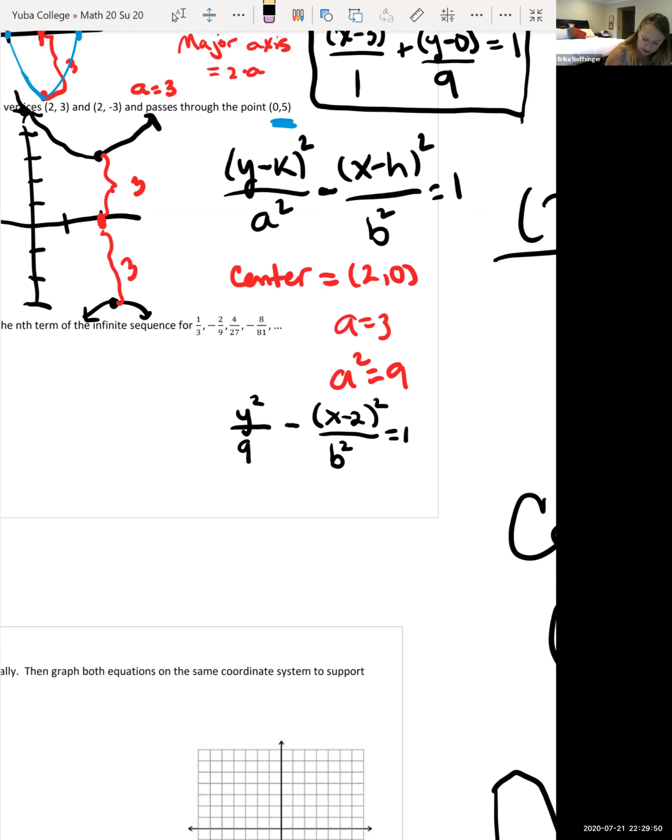So I'm going to use this fact and the fact that (0, 5) is a point. So if I plug in x equals 0 and y equals 5, this has to come back a true statement. Or I need to be able to figure out what b is. And so plugging that in, we have 5 quantity squared all over 9.